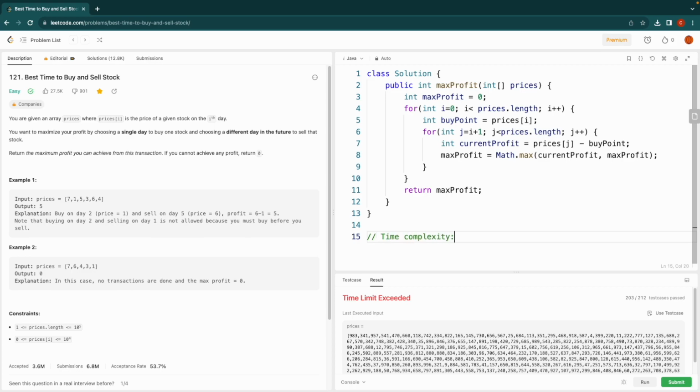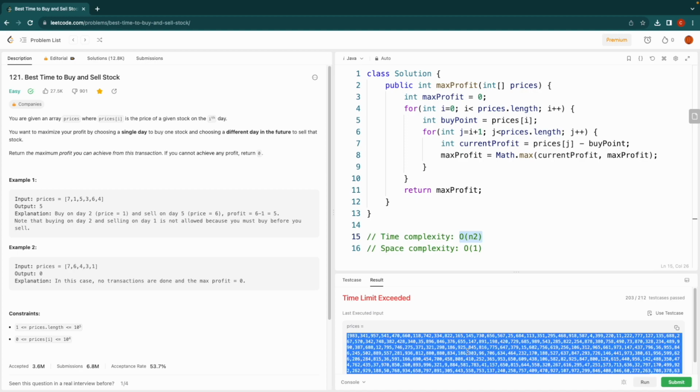Time complexity is, here we are traversing the array twice clearly, right? So it's order of n square. Whenever there are nested loops, it will multiply the time complexity. We are not using any extra space, just a constant for max profit, nothing in the multiples of inputs. So the space complexity is order of 1. So this order of n square is really bad when array size is huge. That is why it failed.